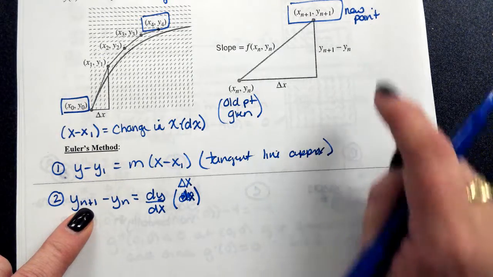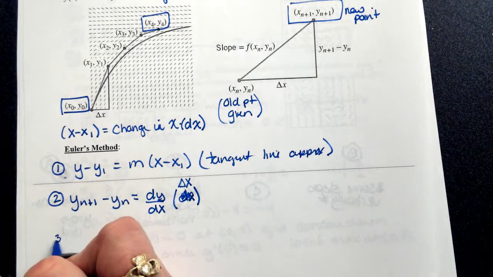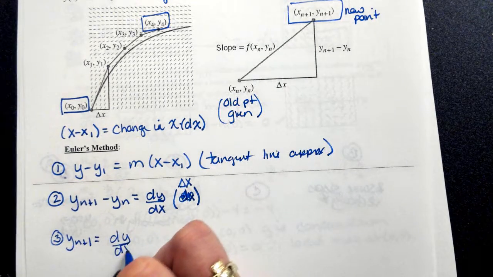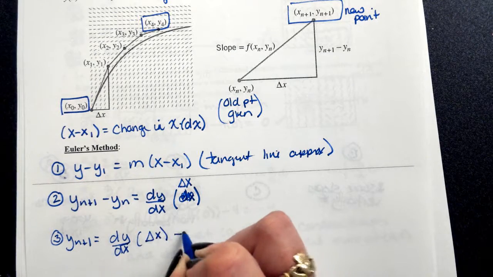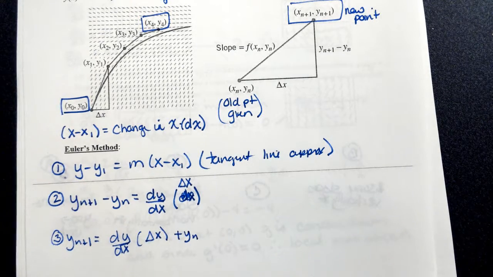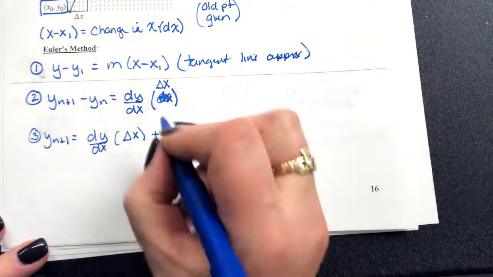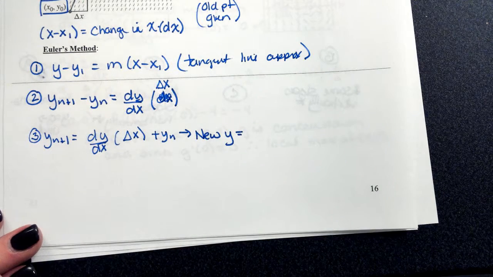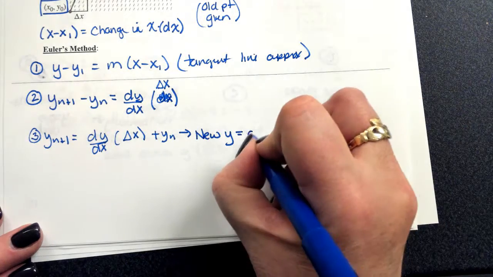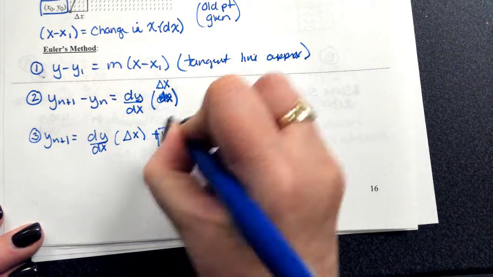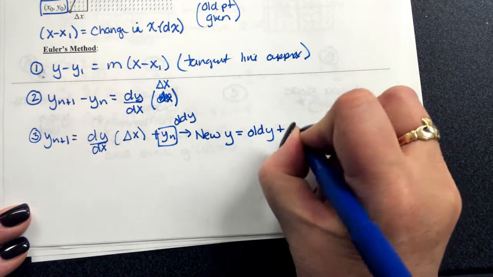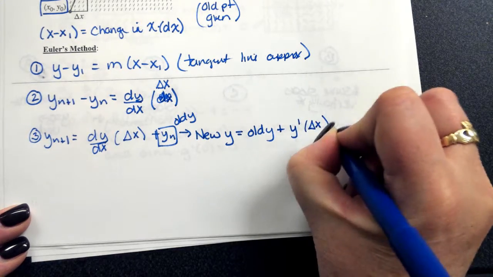Now if I solve for this new y value, y sub n plus 1 is equal to my dy dx times my change in x plus y sub n. What this is saying, in essence, is I can calculate the new y as equal to my old y, just moving it to the front, plus your y prime times your change in x.